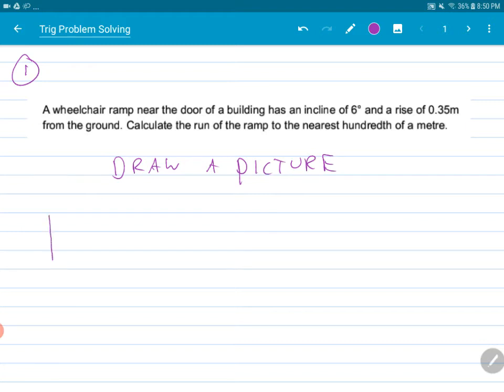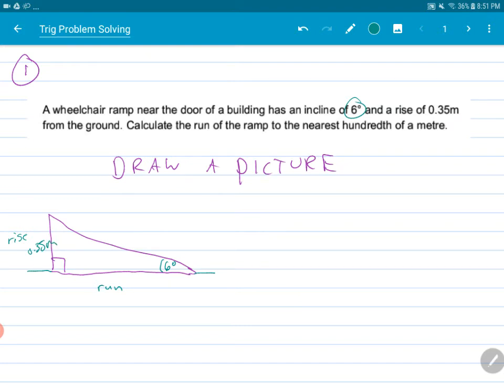So here, if we want to draw a ramp, here's my ramp with almost straight lines. Good enough. And we know that a ramp up to a building is a right angle. That's important. It says it has an incline of 6 degrees with the ground. So we'll take that 6 degrees and put it at our ramp. There's our 6 degrees with the ground. So we're assuming that this part here is our ground. And it also says it has a rise of 0.35 meters, which means that the horizontal part is our run, the vertical part is our, not run, rise. And it's 0.35 meters, so we can label this right here 0.35 meters.